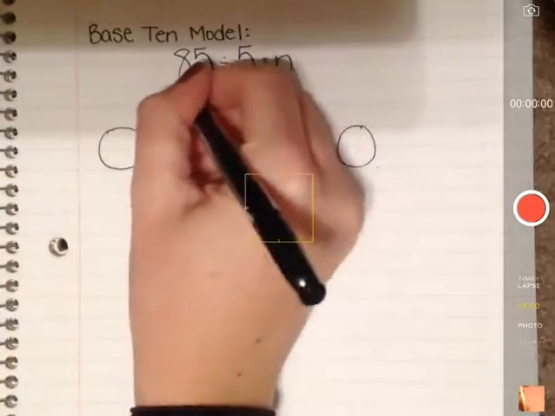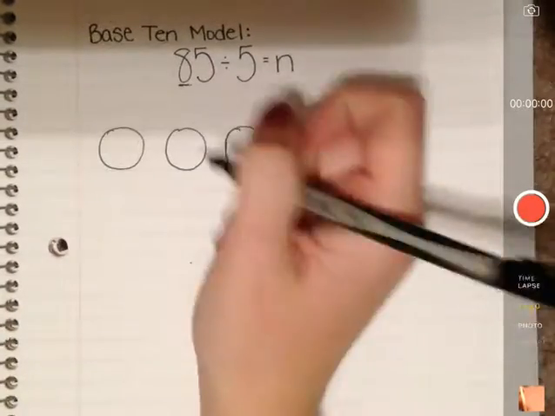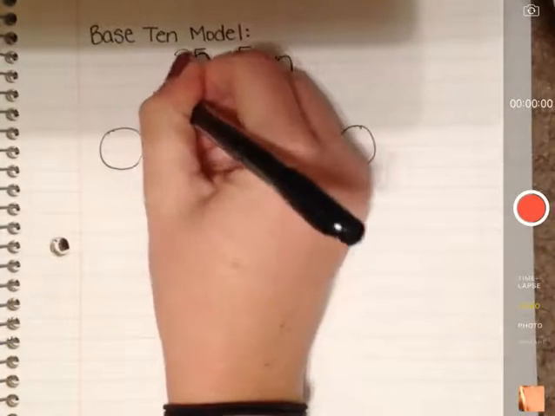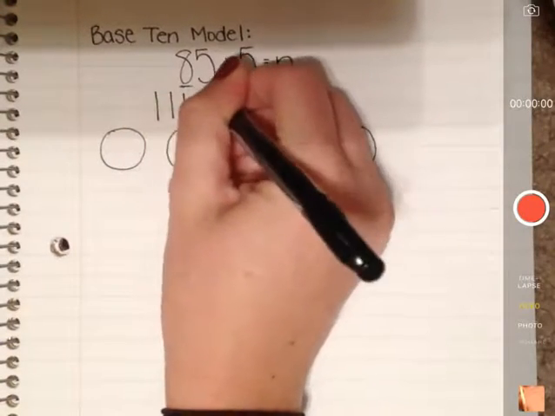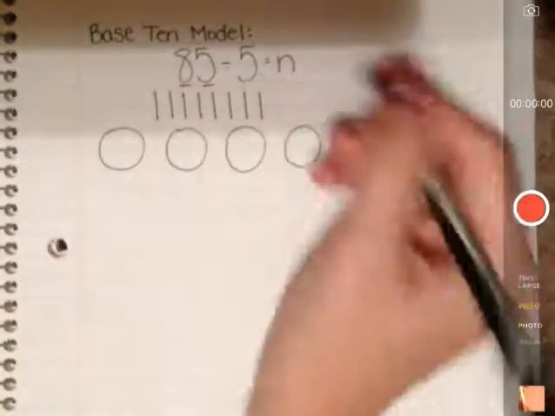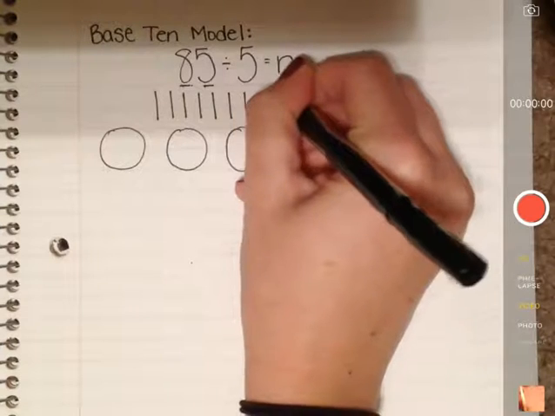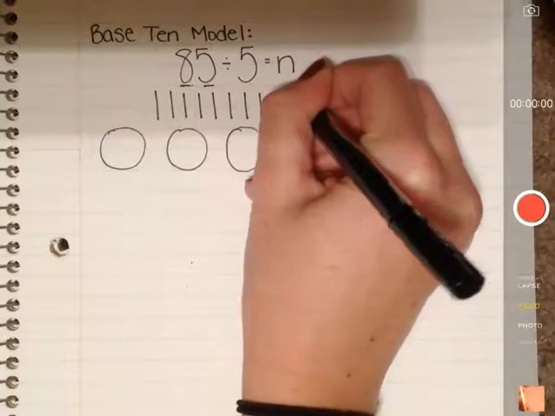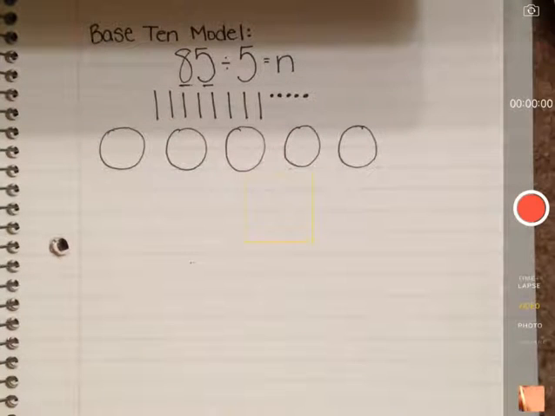All right, now that I have my 5 equal groups drawn, I need to take my 85 and draw it in a base 10 model. So, the 8 is in the tens place, which tells me that I'm going to have 8 10 sticks. I have a 5 in my ones place, telling me that I'm going to have 5 bits. All right, there is 85 drawn in a base 10 model.